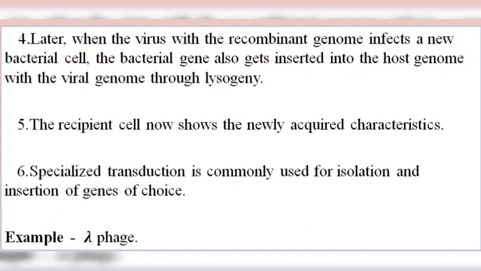Later, when the virus with the recombinant genome infects a new bacterial cell, the bacterial gene also gets inserted into the host genome with the viral genome through lysogeny. The recipient cell now shows the newly acquired characteristics. Specialized transduction is commonly used for isolation and insertion of genes of choice. An example of specialized transduction includes Escherichia coli transduction by lambda phage.